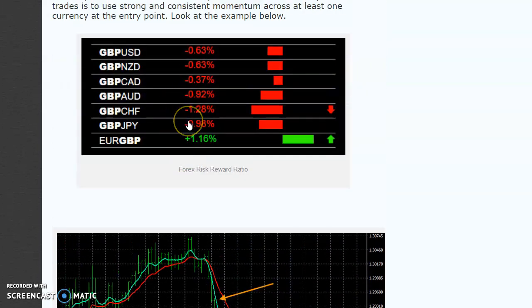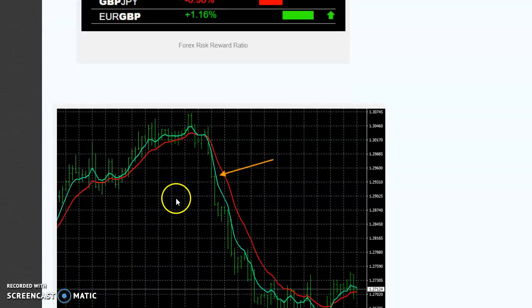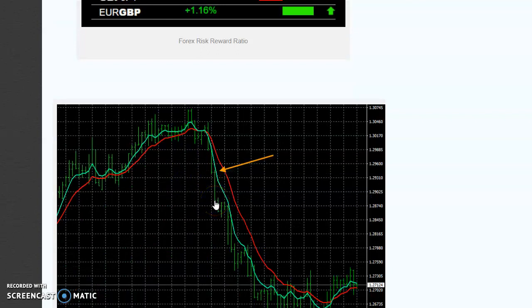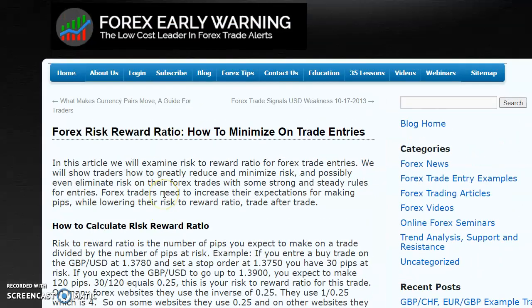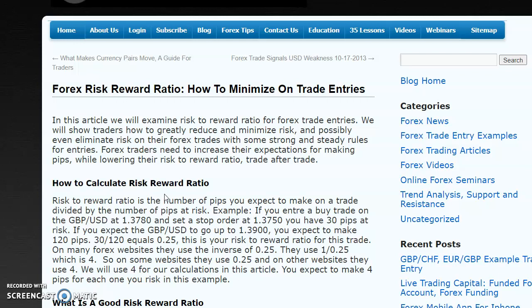Strong entry system with momentum on entry in one direction, so you don't have to wait and wait and wait to move your stop to break even. And all of these tips, what it'll do is it'll minimize your risk, but it'll maximize the number of pips you can get.